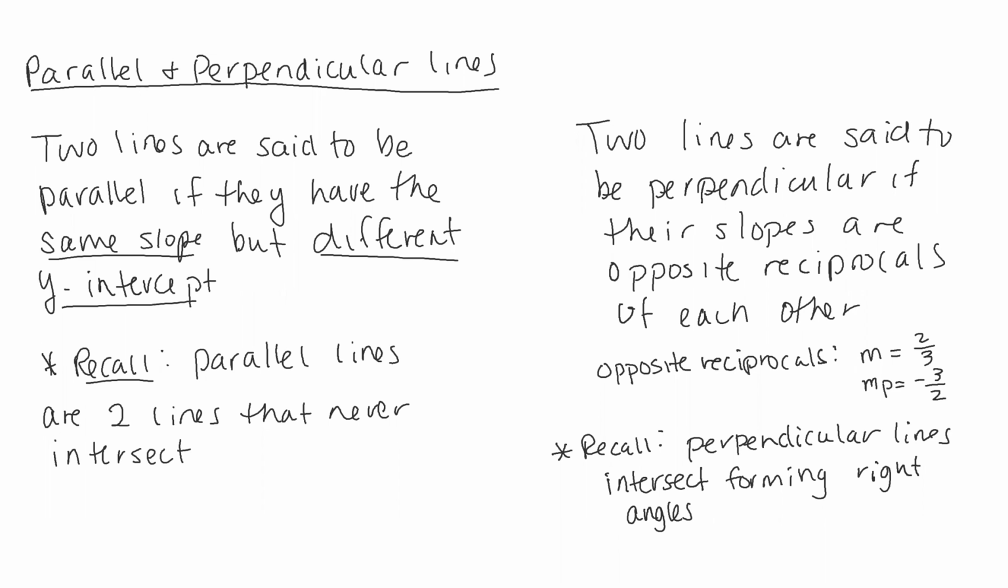So that kind of makes sense that if two lines have the same slope, they're going to have the same tilt. They just have to cross the y-axis at different places, and then you'll see two lines that would never intersect. On the other hand, two lines are said to be perpendicular if their slopes are opposite reciprocals of each other. So again, make sure your slope is in fraction form. If you flip it and change the sign and you get the other slope, that would mean those two lines are perpendicular. And just remember, perpendicular lines do intersect, but they intersect in such a way that they form right angles. Okay, so let's look at an example of parallel lines.